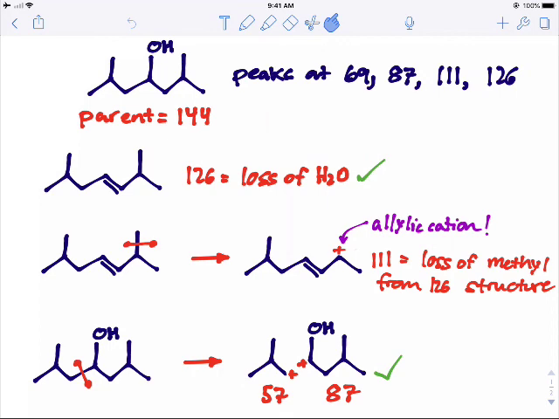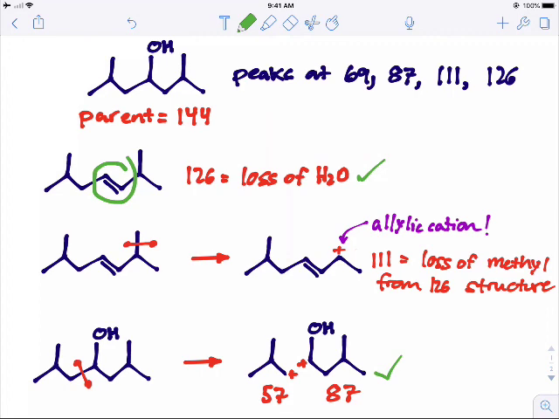And if you think about it, 126 is 18 less than 144. So our 126 peak would come from our parent peak of 144 losing water. What I've drawn here is the elimination product starting from our parent molecule. So that is our 126 peak.